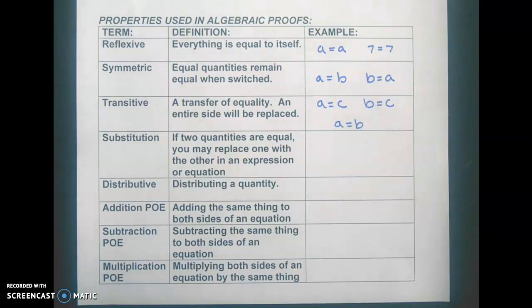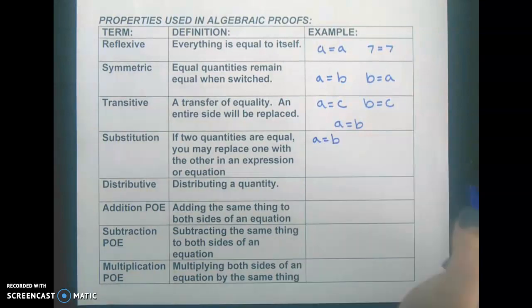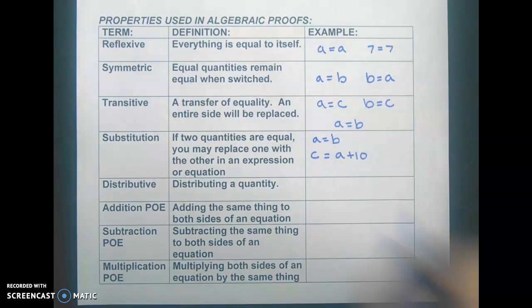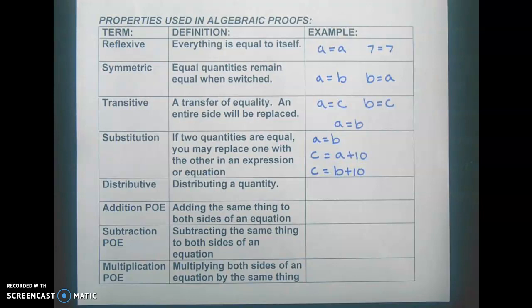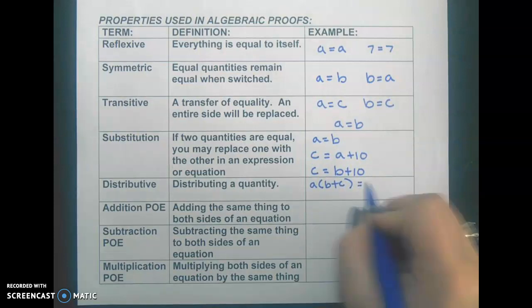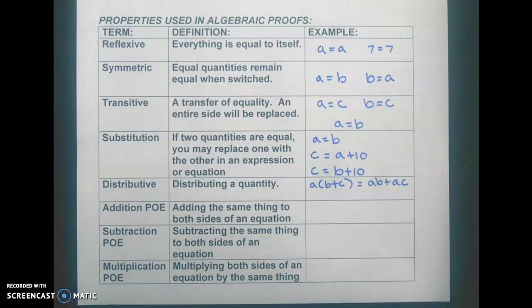Next, we move into substitution, and that's saying if two quantities are equal, you can replace one with the other in an expression or equation. So for example, if I'm told that A is equal to B, and I'm given the equation C is equal to A plus 10, I can rewrite that equation as C is equal to B plus 10 because of substitution. Next, I have the distributive property. I'm distributing a quantity, so if I have A times (B plus C), I can rewrite that as AB plus AC. It distributes to what's inside of the parentheses.